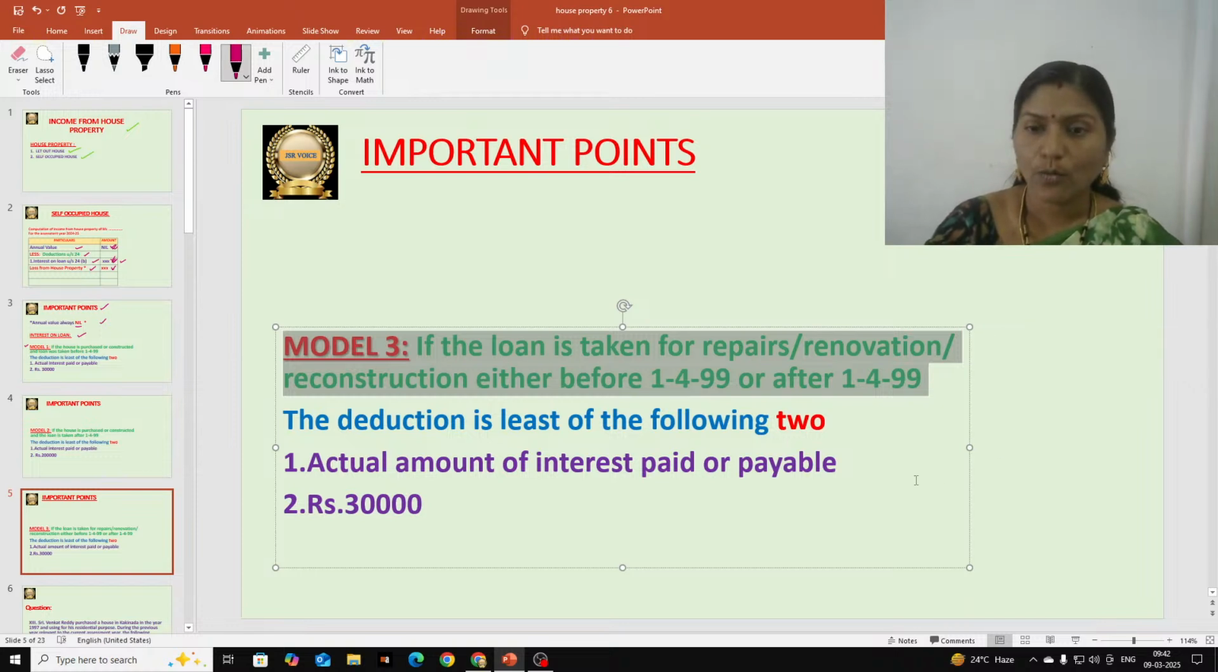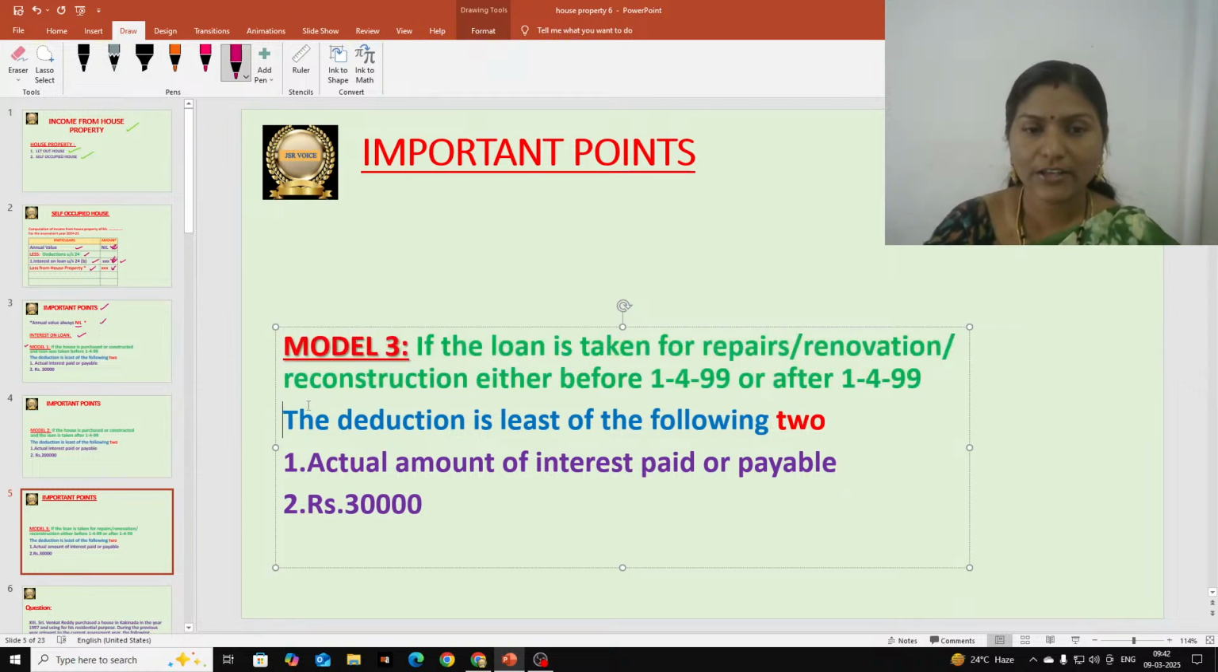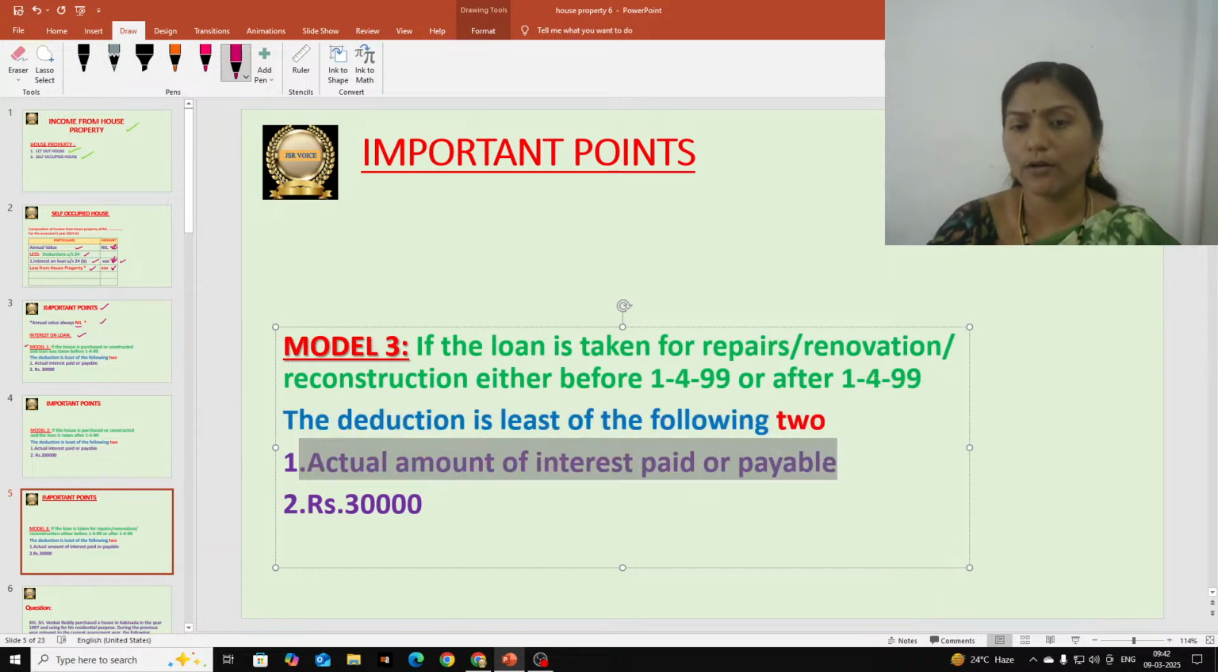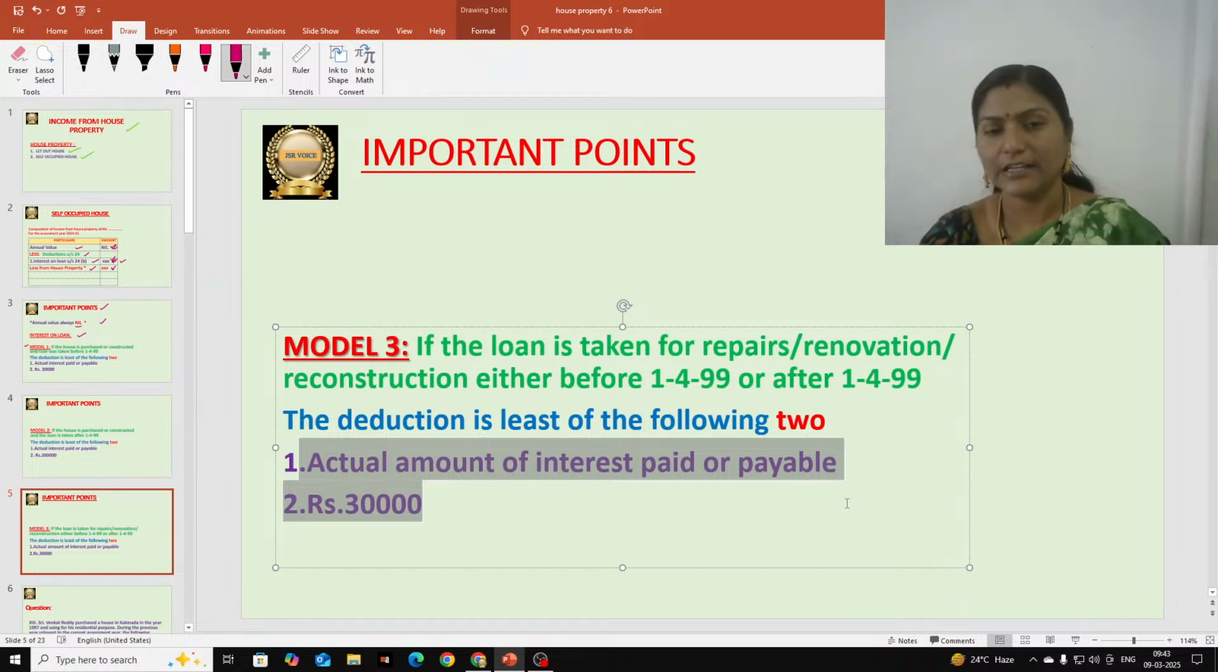So what is the rule here? How much deduction are we going to give? The deduction is the least of the following two amounts. What are those two amounts? First one is the actual amount of interest paid or payable. This is available in the question. Next, the second one is rupees 30,000. This is the rule, and we should take 30,000 as it is. So out of these two, whichever is least will be taken as the deduction under section 24B. Hope this is clear, students.